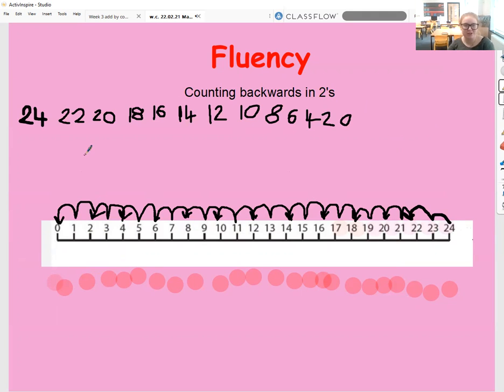So we're going to say these, counting in twos backwards from 24. Ready? 24, 22, 20, 18, 16, 14, 12, 10, 8, 6, 4, 2, 0. Can you have a go at that with me? One more time. 24, 22, 20, 18, 16, 14, 12, 10, 8, 6, 4, 2, 0.